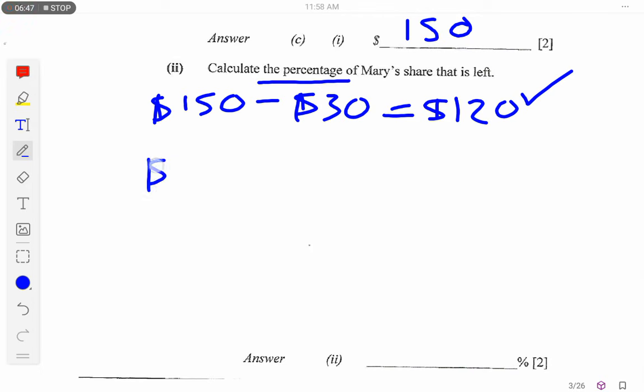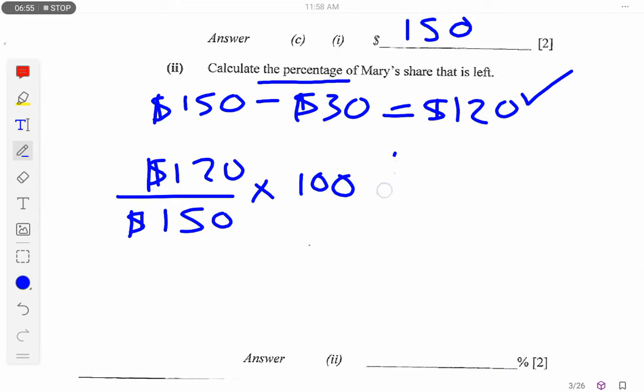So it is going to be 120 over the total there, 150. Okay, then we multiply by 100% because we want it as a percentage. So this is going to be 12 divided by 15 times 100. So it's the same as 80%. This you can simplify, you get yourself 80%.